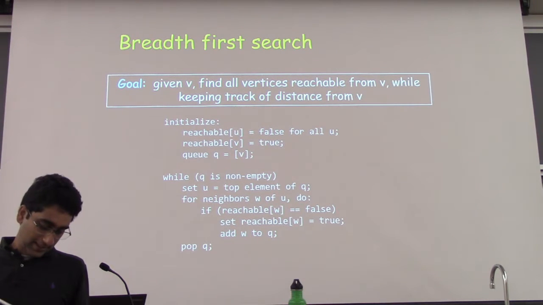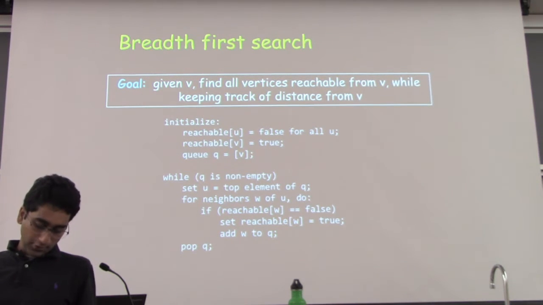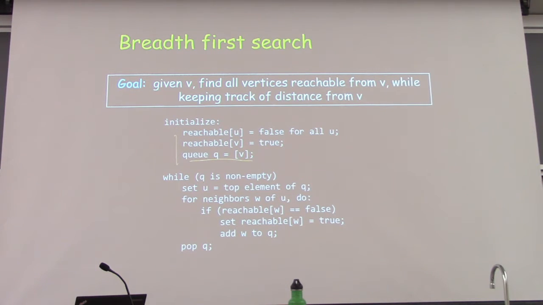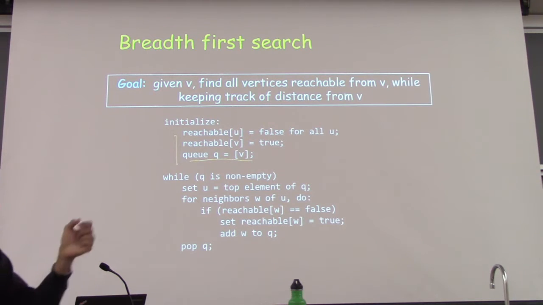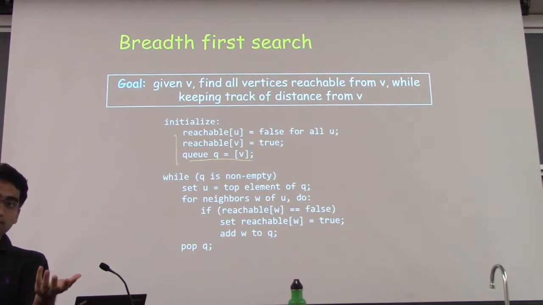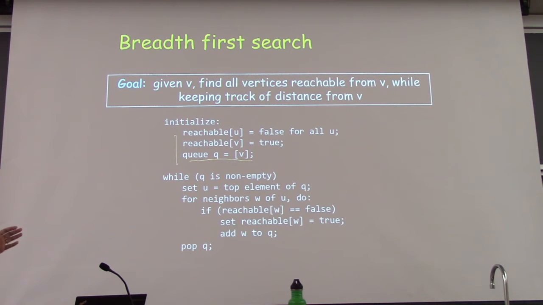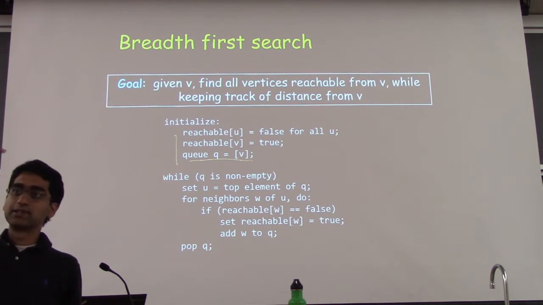This is the code we saw last time. You start off with the same kind of initialization. You set reachable to be true only for V, and additionally you have this queue which we call Q. As long as this queue is non-empty, you take the first element of the queue, and for all its neighbors, check if it was already reached, and if not, you add it to the back of the queue, and you continue. This way we said you're guaranteed to explore things in the order of their depth, meaning the distance from the root.